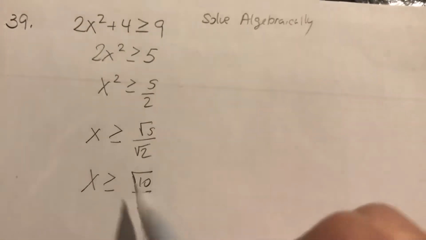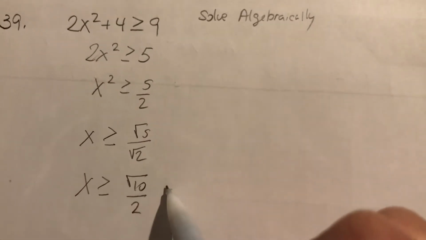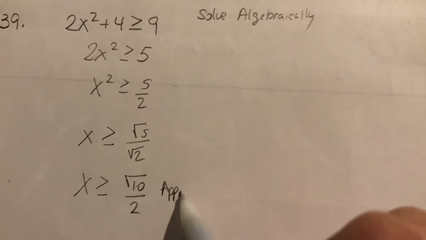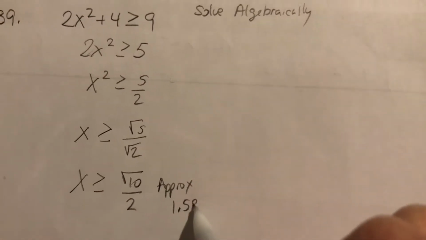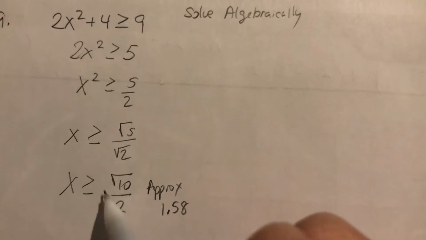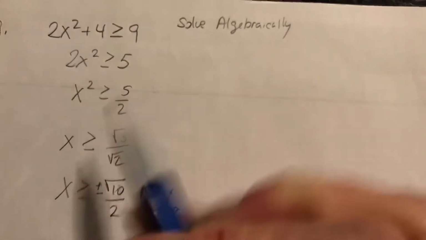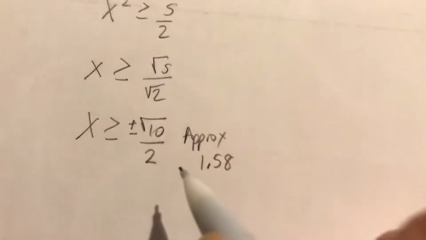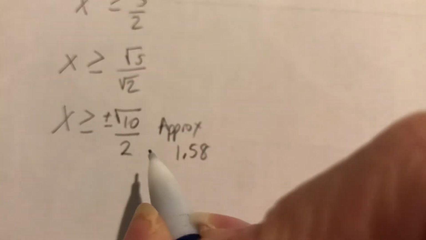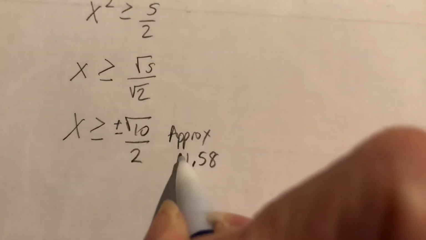Using a calculator, you can figure out that that is approximately 1.58. One important thing we need to do is make sure when we take that square root, we do the plus and minus root. We did not have to reverse our inequality symbol because we didn't divide by a negative anywhere. So our roots are approximately greater than or equal to positive or negative root 10 over 2, which is approximately plus or minus 1.58.